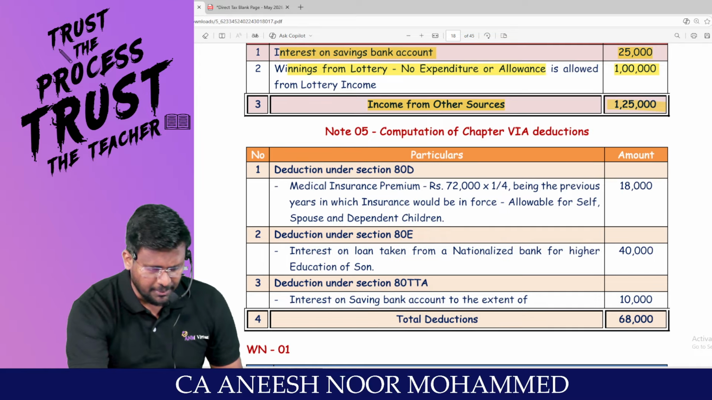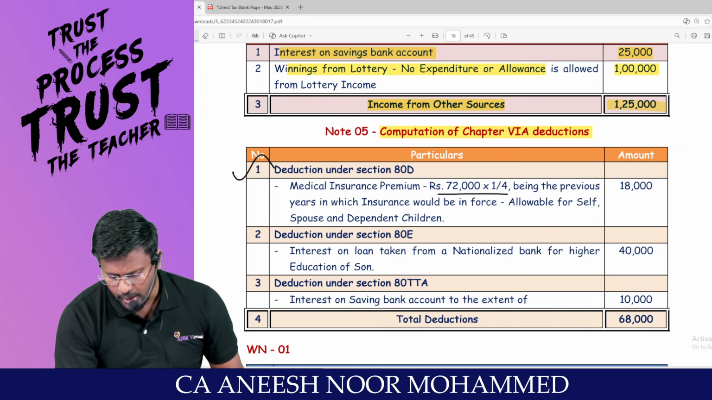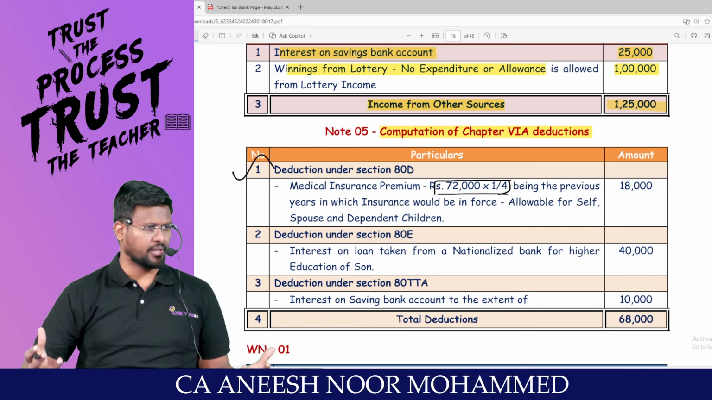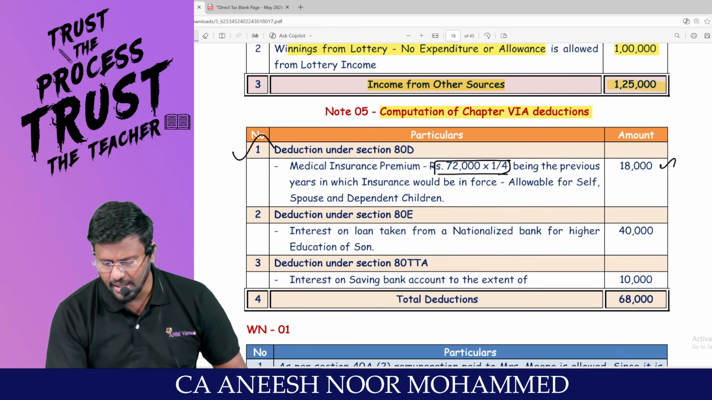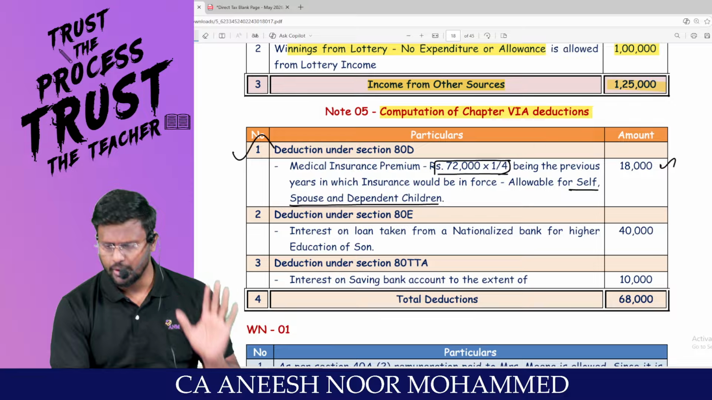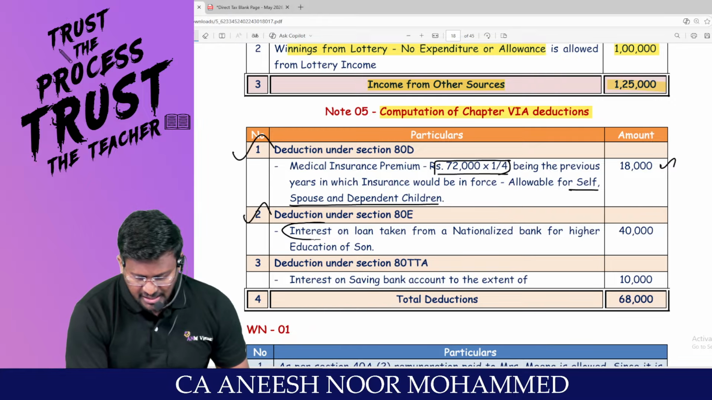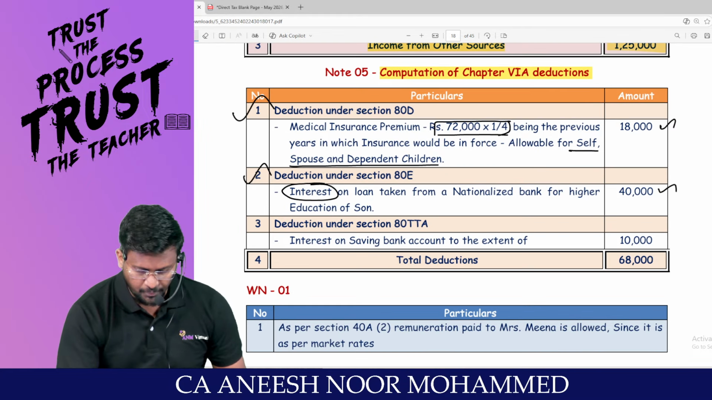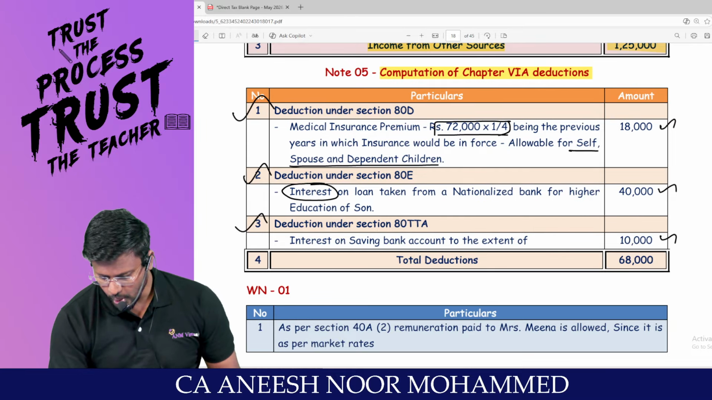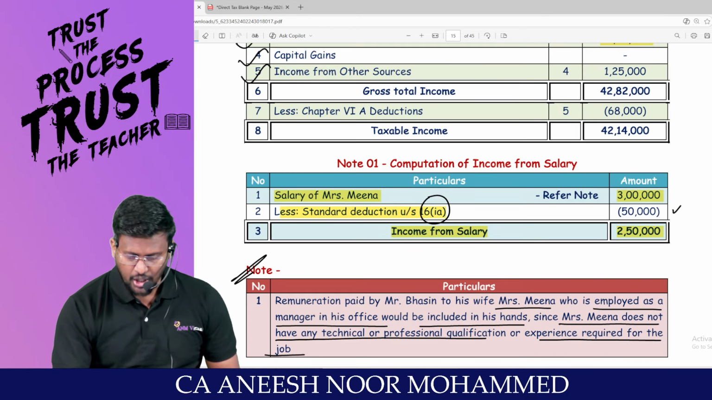Can we complete chapter 6 and go up? Yes, deduction under 80D. Totally 72,000 paid, but it is for how many years? 4 years, for the financial year. That's why 18,000 can be claimed as deduction. Since it is for self, spouse and dependent children, it is fully allowed. Am I right? Deduction under 80E, only interest is allowed. So how much rupees? 40,000. Deduction under 80TTA, you can claim only to the extent of 10,000. So you can happily enjoy 68,000 rupees as Chapter 6A deductions.